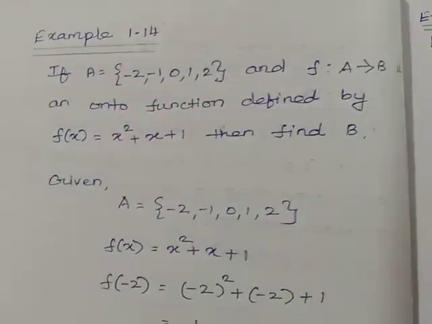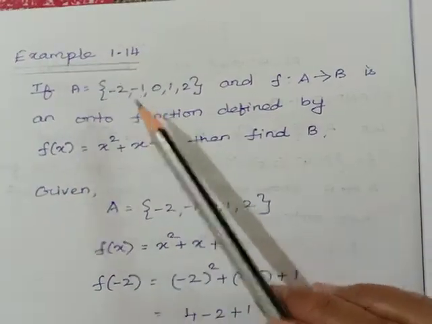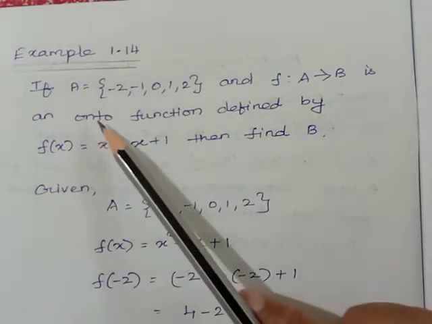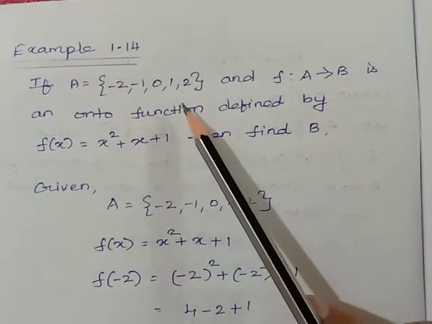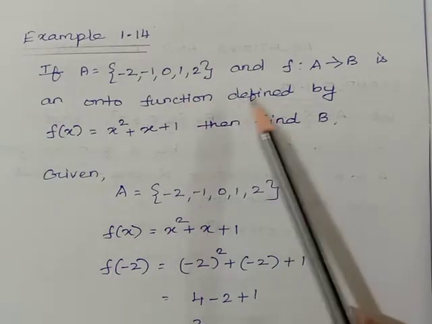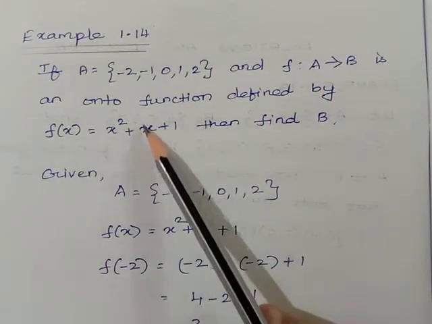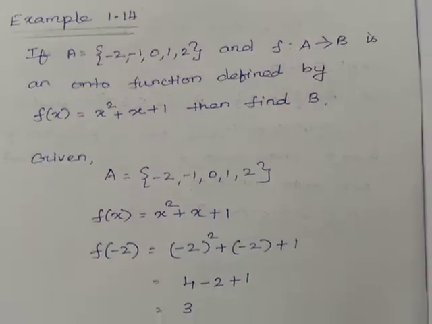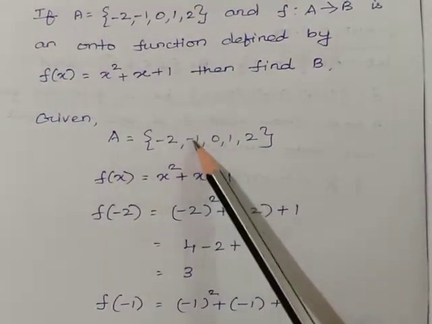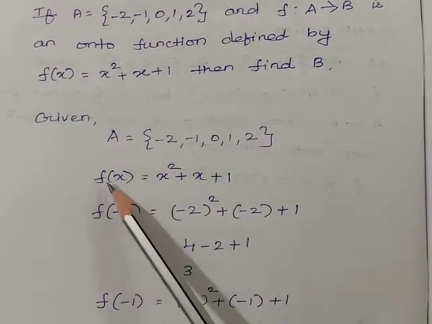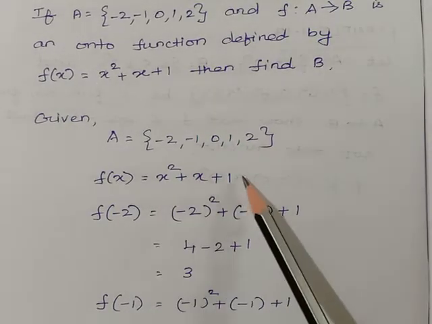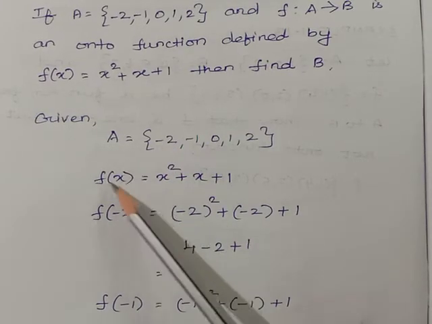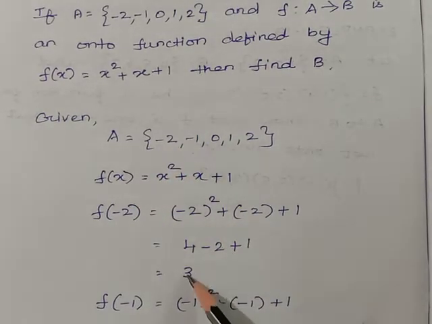Example 1.14. If A = {-2, -1, 0, 1, 2} and f from A to B is an onto function, it is given already, an onto function defined by f(x) = x² + x + 1, then find B. Now here we have to find the value of B. Given in the question, A is -2, -1, 0, 1, 2. Function f(x) is x² + x + 1. If you substitute the values of A as x in the function, you can get the value of B.